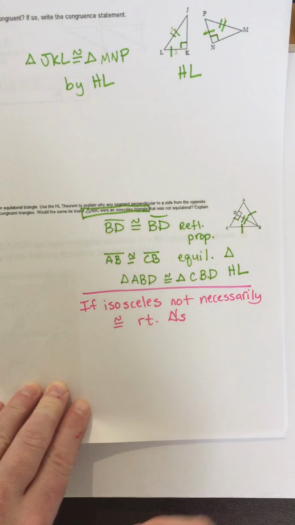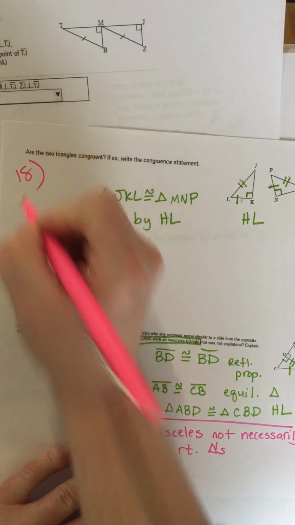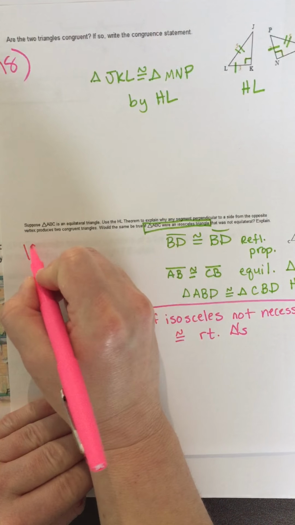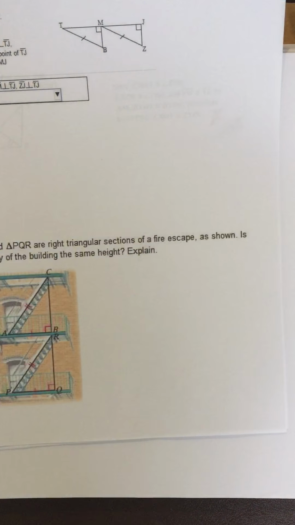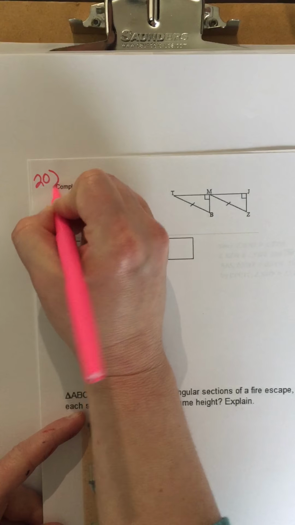All right. I keep forgetting the number. So that would be 18, and then that one would have been 19. I'm sorry. All right, for number 20.